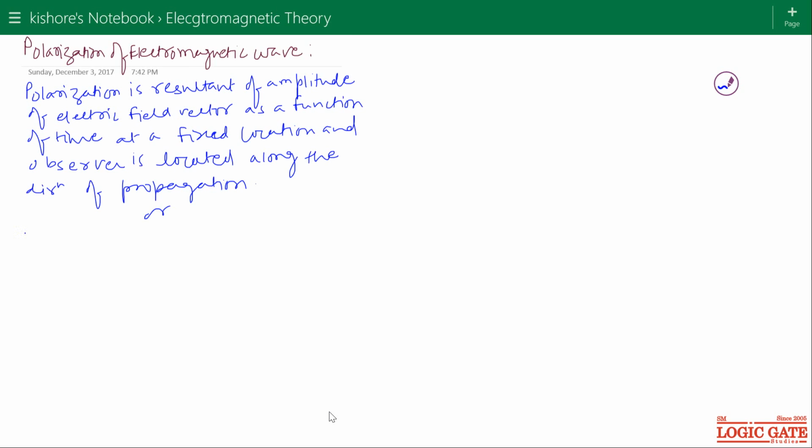Or this polarization is the orientation of the electric field of an electromagnetic wave.